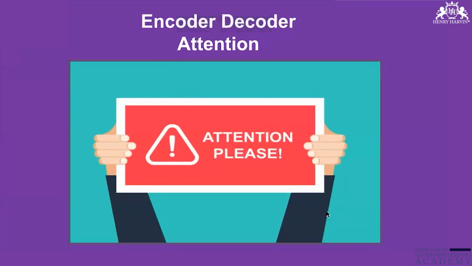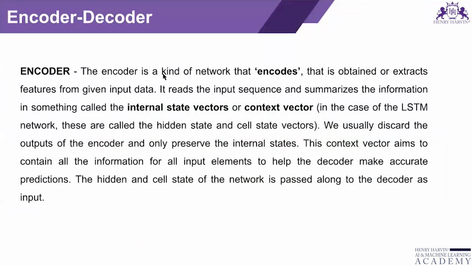Okay. So what is an encoder? The encoder is a kind of network that encodes. In this network, you can understand that this is a neural network that obtains or extracts features from given input data. It reads the input sequence and summarizes the information in something called an internal state vector.